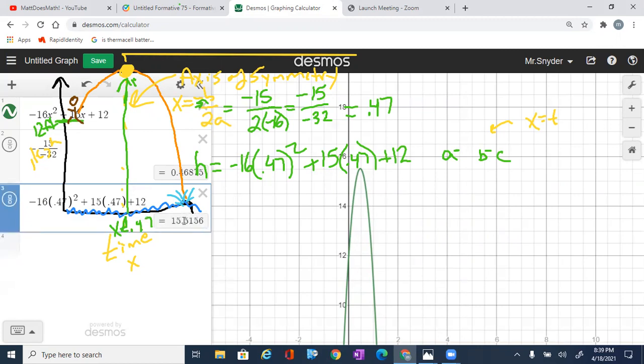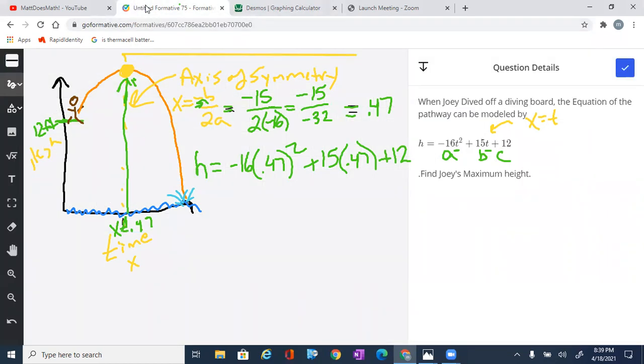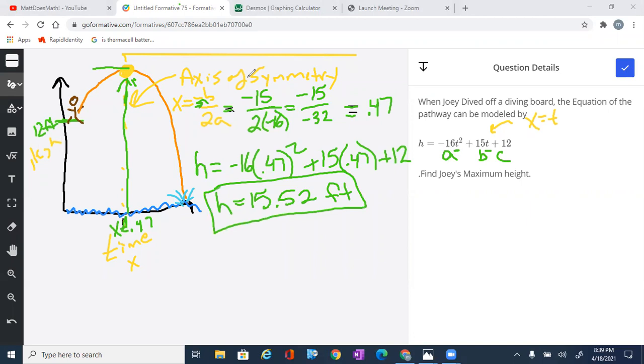And notice what happens. The answer comes out to be 15.515 or 15.5. So the height is 15.52, and maybe it's in feet. We'll say our measurement is in feet. I'm going to say it is 15.52 feet. That is exactly how high Joey has been when he dives off that diving board.